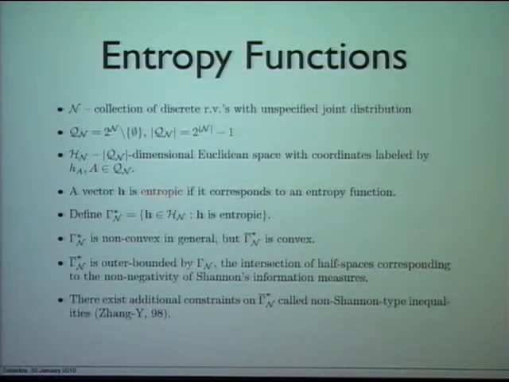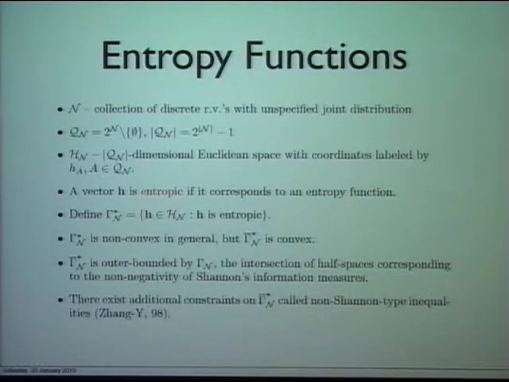And we denote this region, namely the intersection of all the half spaces corresponding to the non-negativity of Shannon's information measures, by gamma n. I'm sorry that I don't get into the details here because I really need to get to the heart of the problem quickly. Otherwise, we won't be able to have a banquet this evening. So geometrically, this region is bounded by the region induced by the non-negativity of Shannon's information measures.